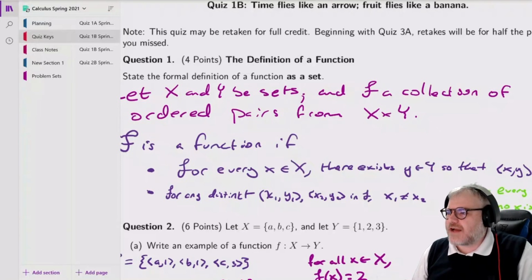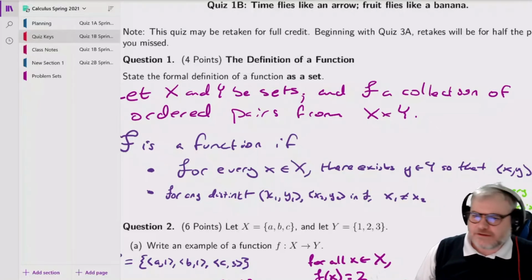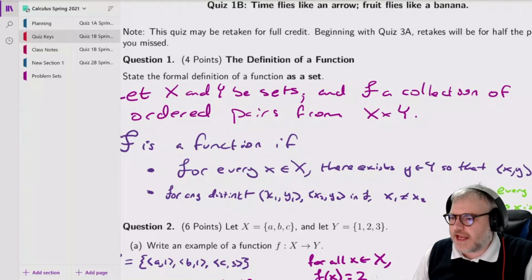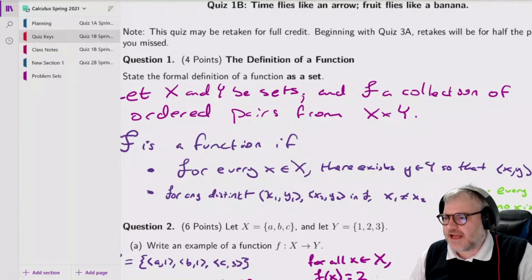Okay, so 1 to 5, how do we feel about this? This is the statement of a definition that I gave in class. This is quiz 1B.